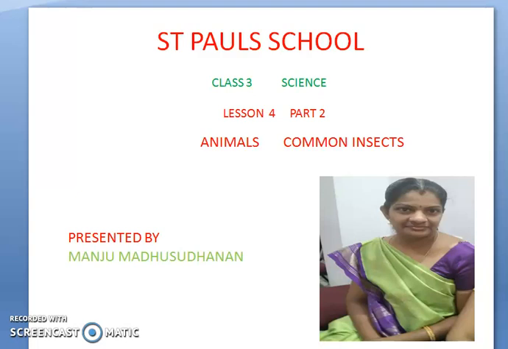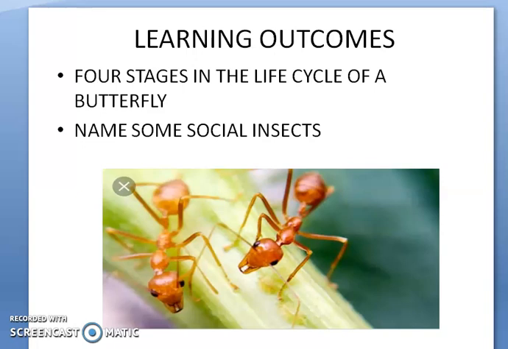Lesson 4, Animals: some common insects. Last class we learned to identify some common insects as well as the body parts of insects. In this part we will learn the 4 stages in the life cycle of a butterfly and the names of some social insects.